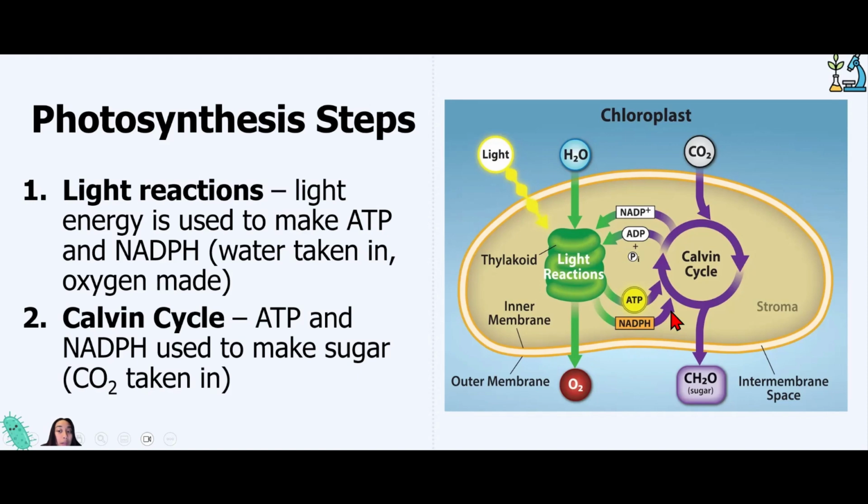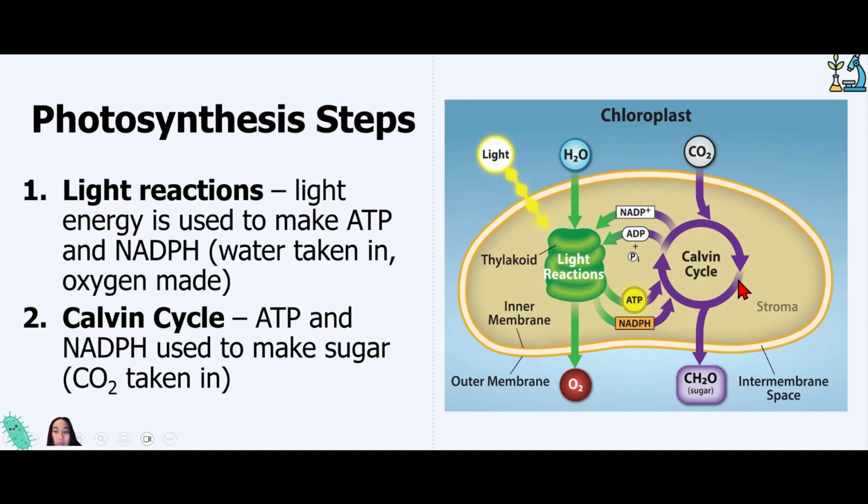Now, if the plant wants to produce sugar, then it will go through the Calvin cycle where it converts ATP and NADPH into sugar, and carbon dioxide is going to be absorbed. Now, notice that I said if. If the plant just wants to use energy, then it can just stop at the light reactions, and then now it has ATP and NADPH. So, of course, the plant could just stop there.